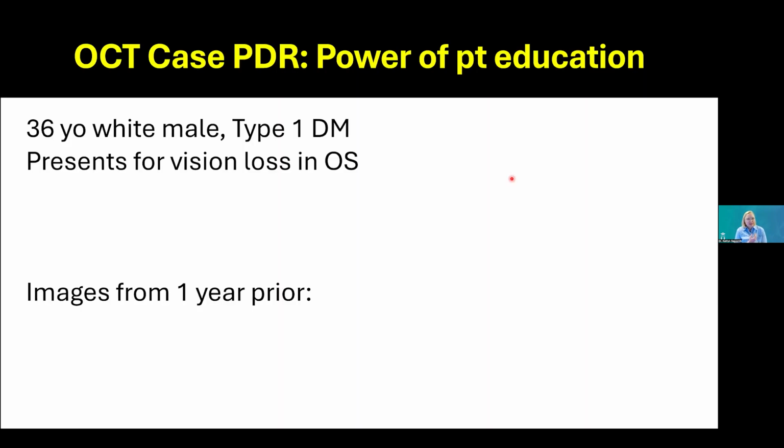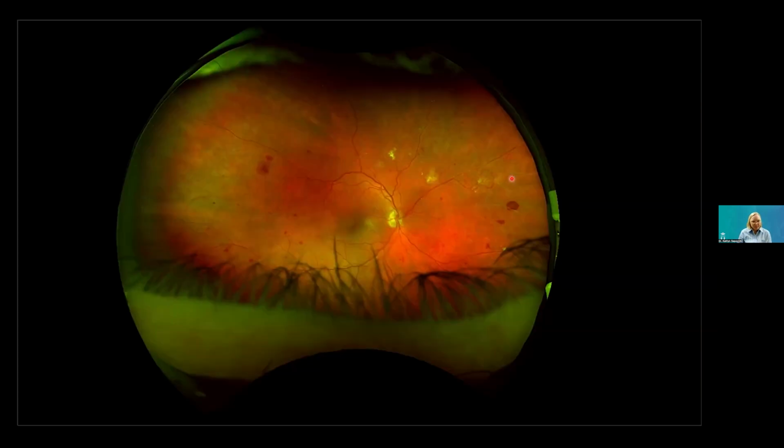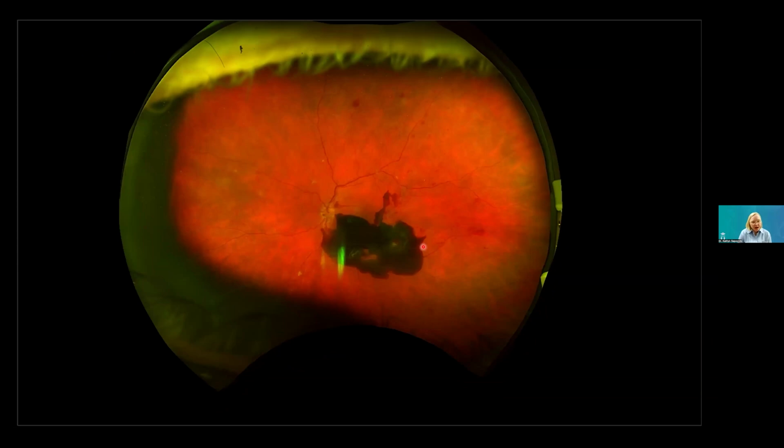And then this is just how OCT can really help patient education. This was a patient that had been seen by our clinic the year before. They came back. The images from the year before looked something like this. So in the right eye, we've clearly got some neovascularization, a lot of ischemia that you can see out here. We've got a Roth spot here, and just a lot of retinopathy.